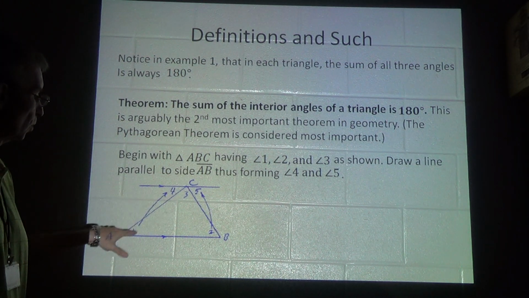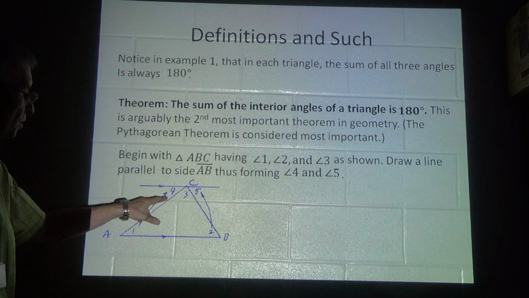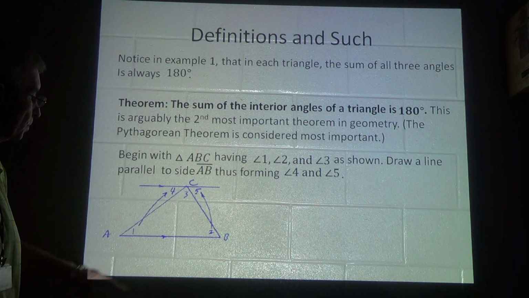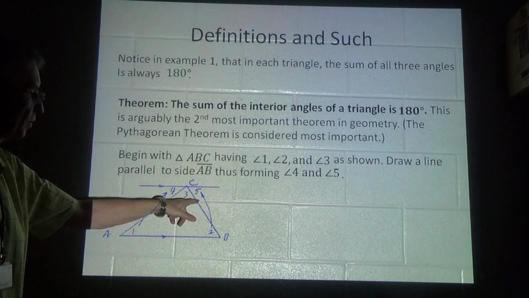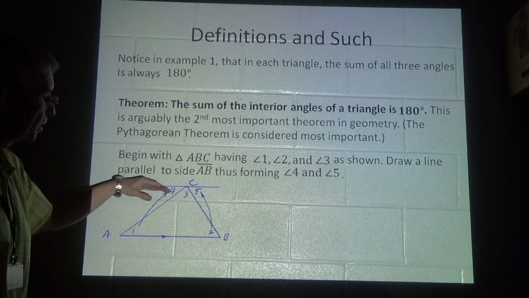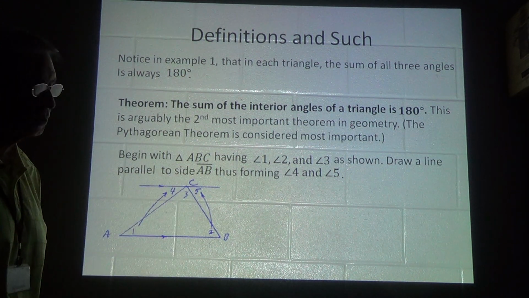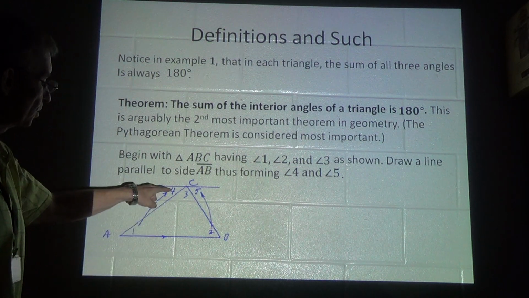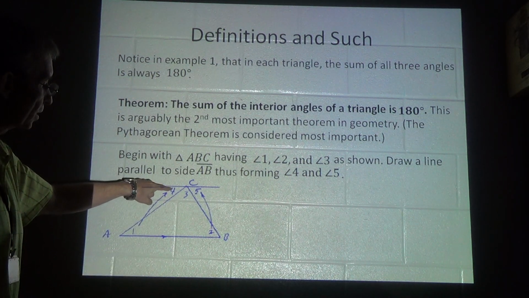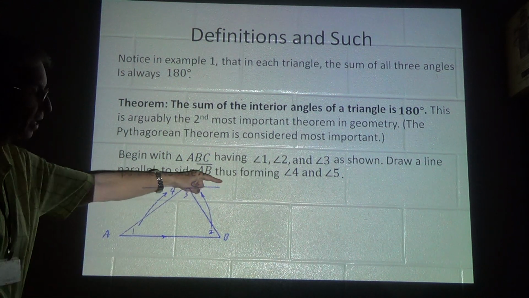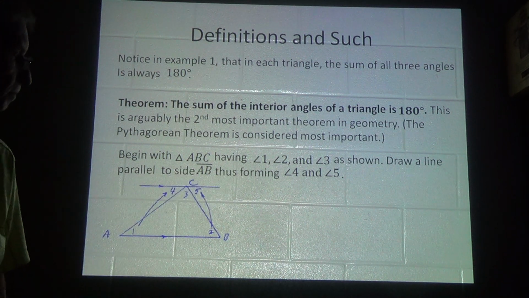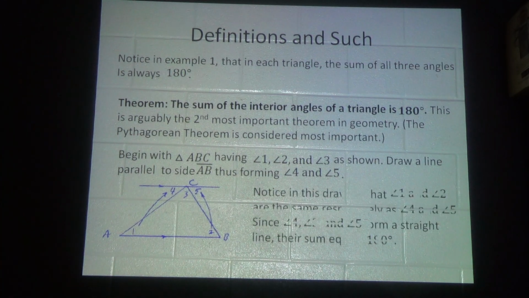Angle 1 and angle 4 have to be the same because these are alternate interior angles between these two parallel lines. Angle 2 and angle 5 have to be the same because these are alternate interior angles with the parallel lines. So the three angles of the triangle, 1, 2, and 3, add up to 180, which makes the straight line. Okay? And that's what this basically says.